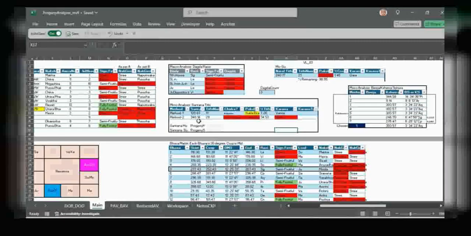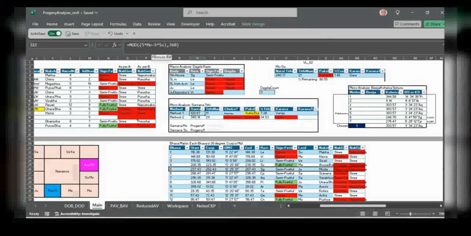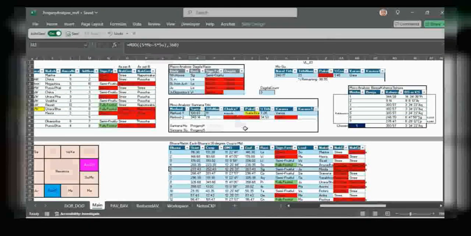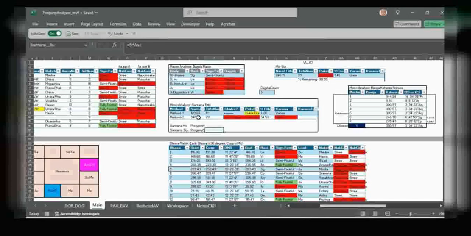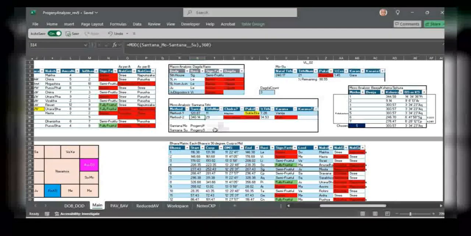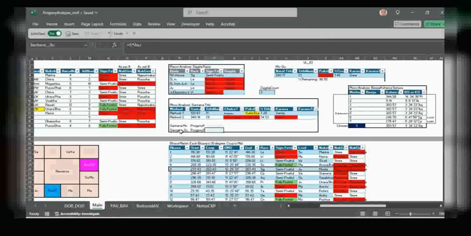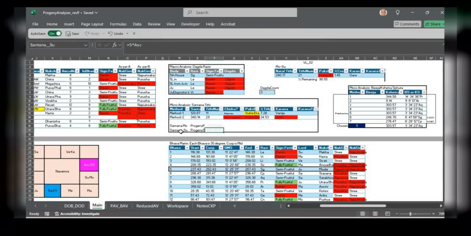There are 2 specific methods here. In the first method, it is 5 times moon minus 5 times the sun. Whereas in the second method, it is 5 times moon and 5 times ascendant. Okay, so that is what is carried in here. This is Santana moon and Santana sun, which are calculated here as 5 times ascendant. So instead of the sun, the ascendant is proposed in method 2.